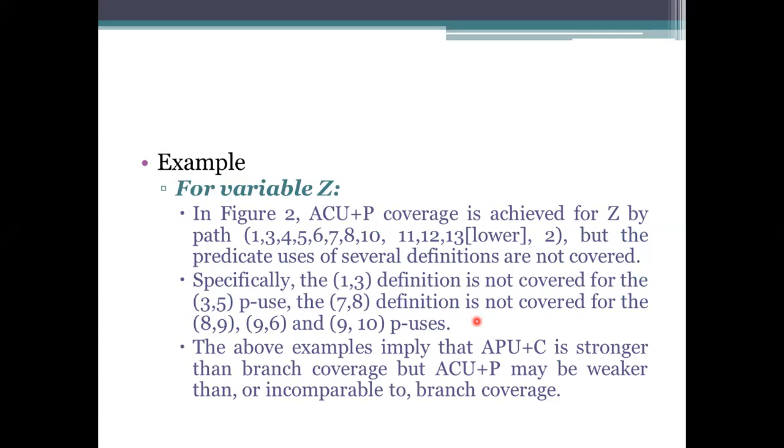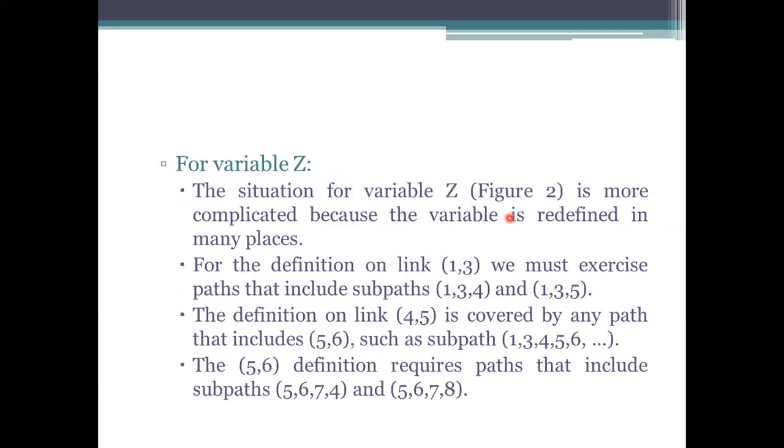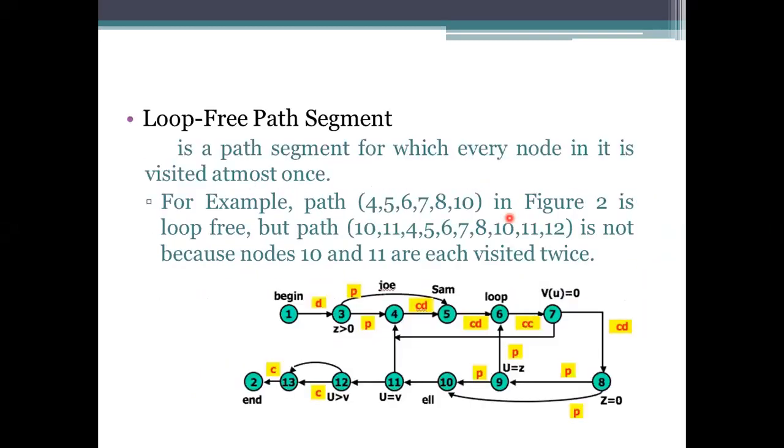So we are taking 1, 3, 4, 5, 6, 7. Meaning here 13 lower. Here you see in this diagrammatical representation, from 12 to 13 we are having two links. This one is the upper link, this is the lower link.